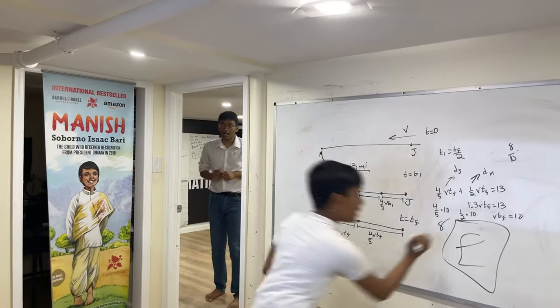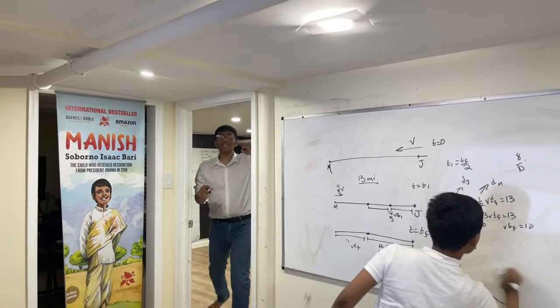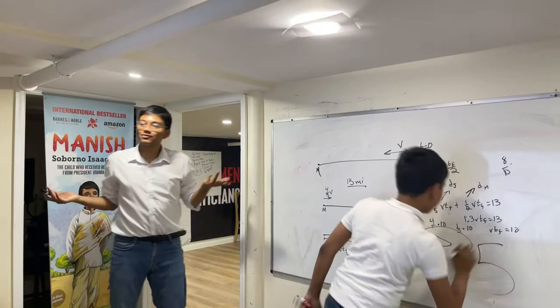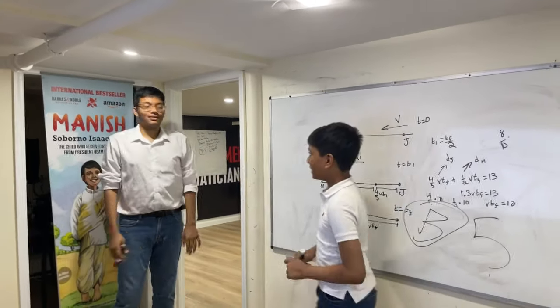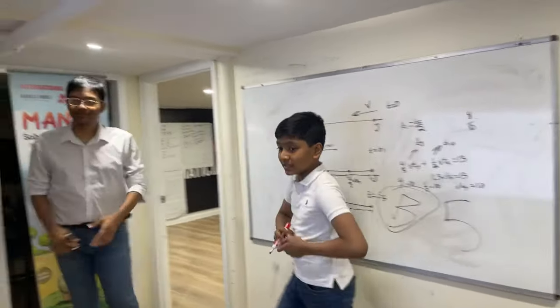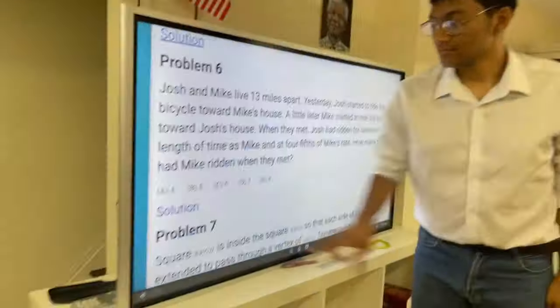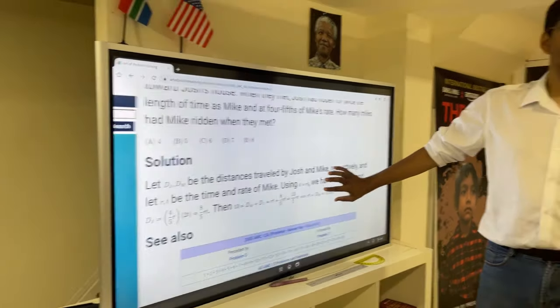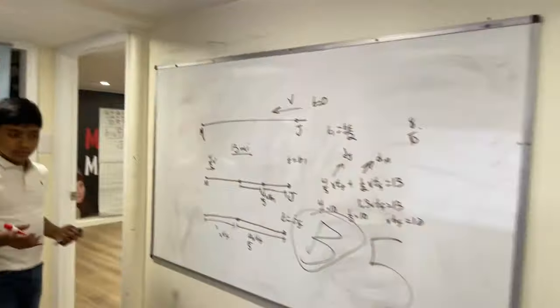What do you got? You can't change your answer. I meant B. Okay, alright. So check the answer. The answer is B. Alright, now check the reference.